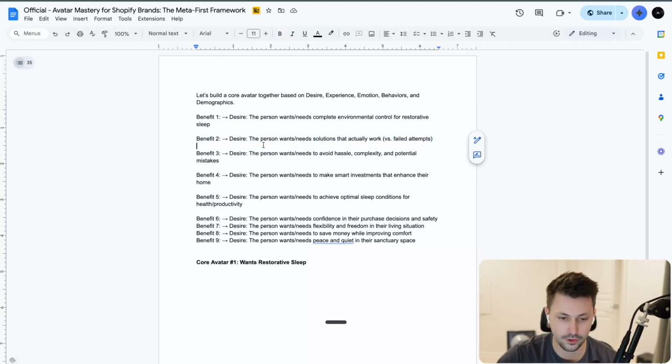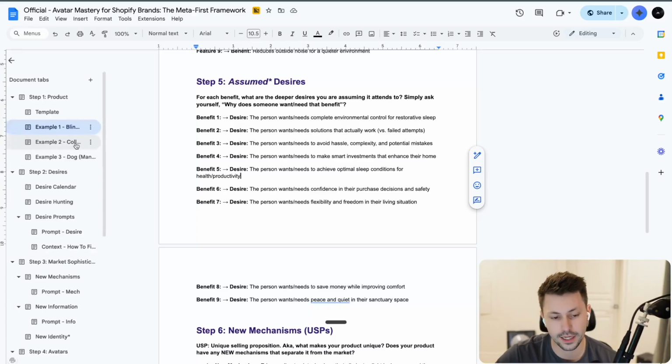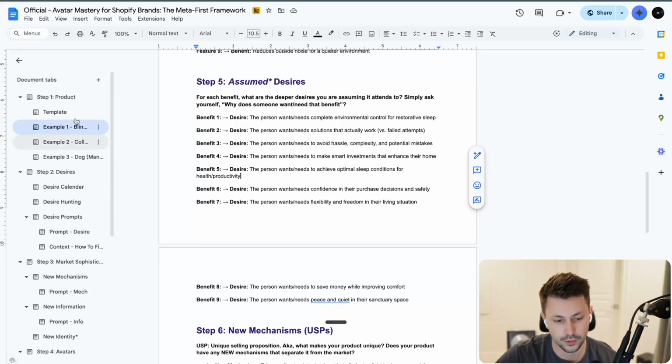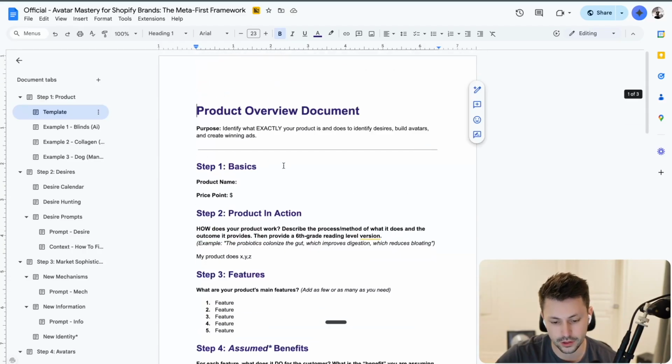But another desire that we have over here, again, this is just from the AI prompt that we ran. You guys have this AI prompt as well. In this actual product here, you have this, and then you have the template here that you can essentially fill out. I believe I showed you guys how to do that.